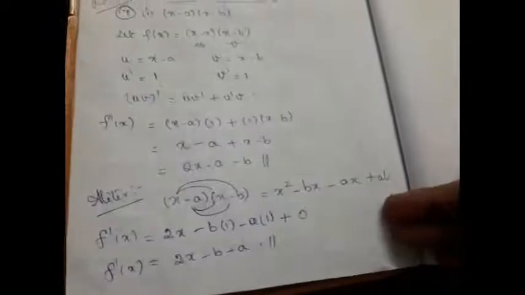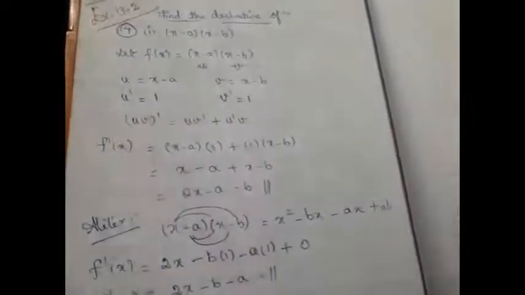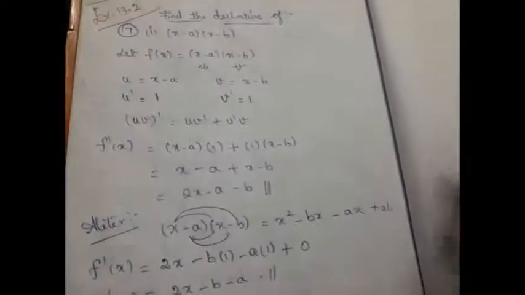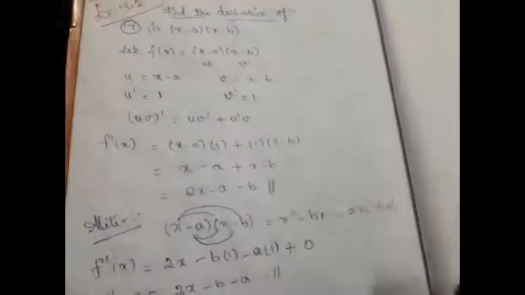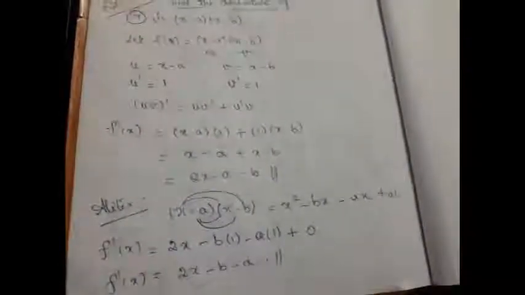So it's up to you whatever method you adopt, but it is advisable to go with the product rule, because every time we cannot multiply and make it a polynomial, and we cannot proceed with this. If you understand what the product rule is and where you have to apply it, it will be useful in the forthcoming problems, right? Hope you understood. Let us move on to the next question.